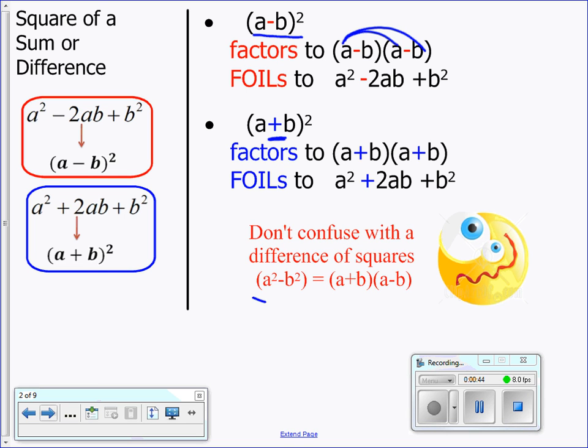Now don't confuse that with a squared minus b squared. See the difference in this one and this one? The square's on the outside in one, and the square is on the inside in the other. So this one actually breaks down to a plus b times a minus b.